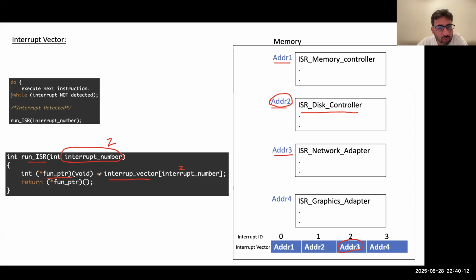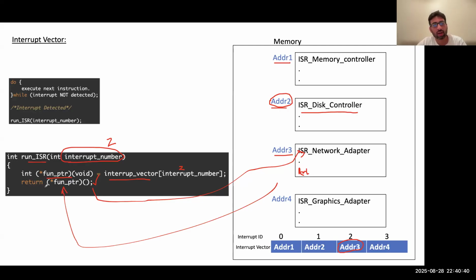When you call this function pointer, the execution control moves to the first instruction in the ISR for the network adapter, and then it will start executing. And definitely in the body of this ISR, you will have the return statement at the end, right? When you reach the return statement, your control will go back to the point from where it was called. Since it was called from here, and here you have return, it will go back to this location.